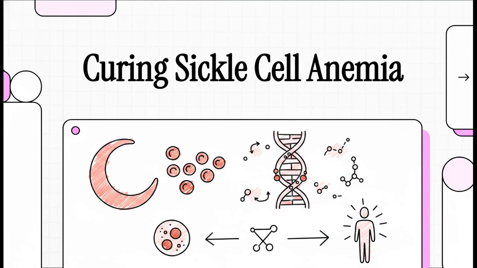Welcome to this explainer. Let's jump right in because we are looking at something absolutely incredible today. Sickle cell anemia isn't just any disease. It actually holds a deeply historic place in medical science. Believe it or not, it was the very first human disease to be understood completely at a molecular level.